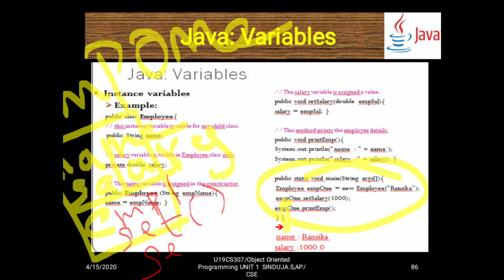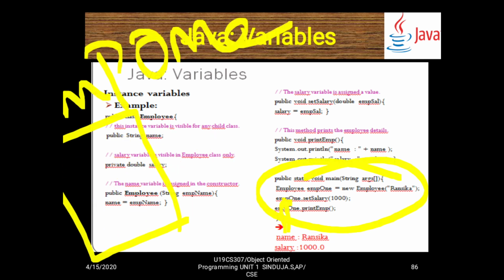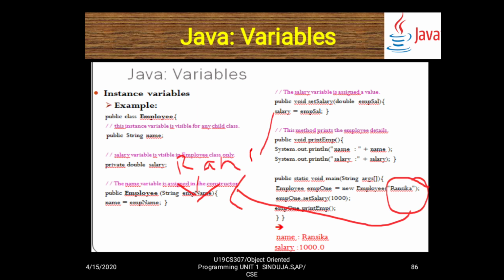I'm going to erase all the structures. Okay, now this particular statement will call this particular function. So according to this, the empName will be assigned with Ranshika. So Ranshika will be assigned to name. So what is this name? Name comes as an instance variable. Okay, name comes as an instance variable.